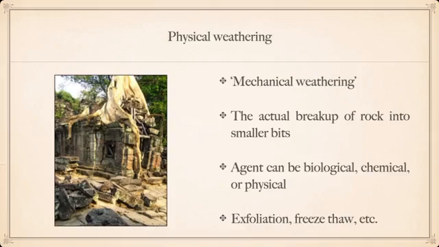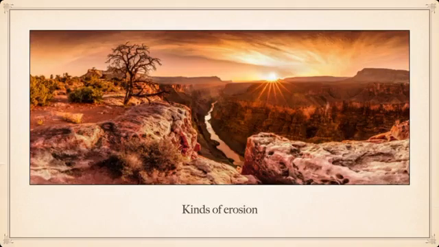Now, physical weathering is also called mechanical weathering. It's the actual breakup of rock into smaller bits. You physically break the stuff up while you're there. Now, the agent can be biological, in other words, say plants or animals, like right here, although this is actually from a movie set, chemical or physical. Now, some examples of this are exfoliation, freeze thaw, and a lot of different other things.